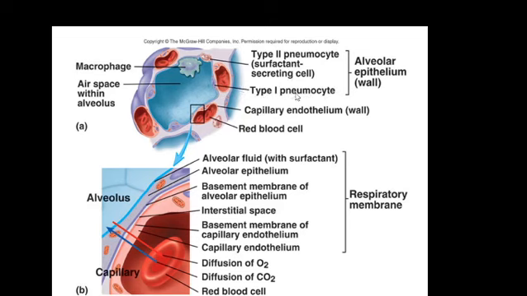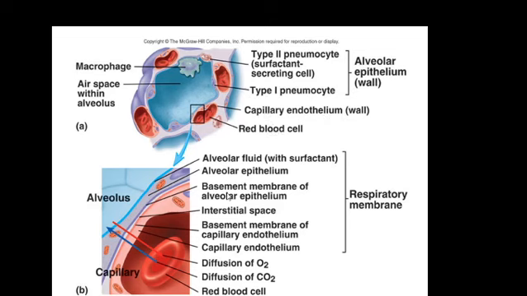And then we have the type 1 pneumocytes. The functions of these are not very well known, but it has been known that the type 1 pneumocytes can differentiate into the type 2 pneumocytes. So this is the alveolar epithelium, and then we have the capillary endothelium, and then the red blood cell.